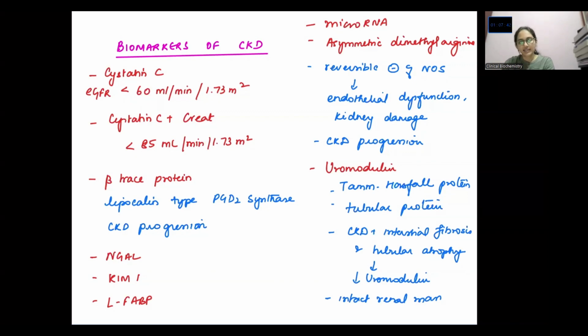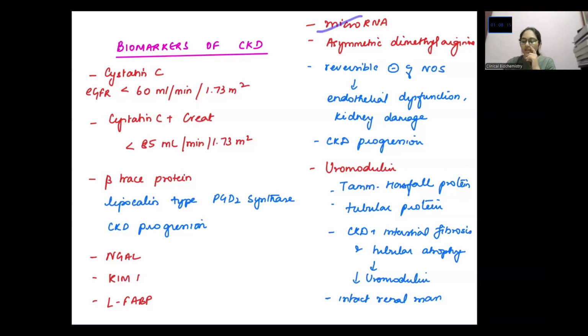And then you have NGAL, you can use it as a marker of CKD. This can be used as an early marker, even in diabetic nephropathy. So in snake bite, nephrotoxicity, in these cases NGAL is actually an early marker. Not just that, even in CKD progression, you can use this. Then KIM-1 molecule you can use, liver type fatty acid binding protein we can use, microRNA we can use.